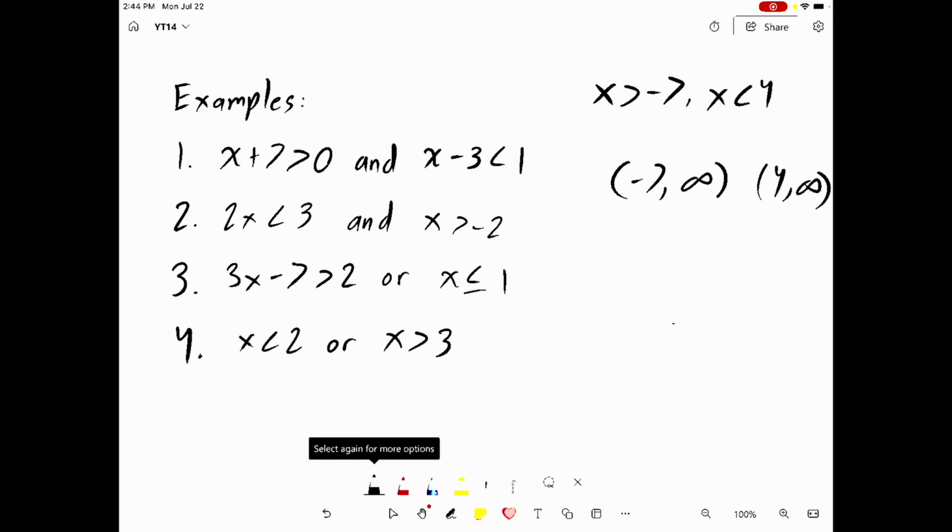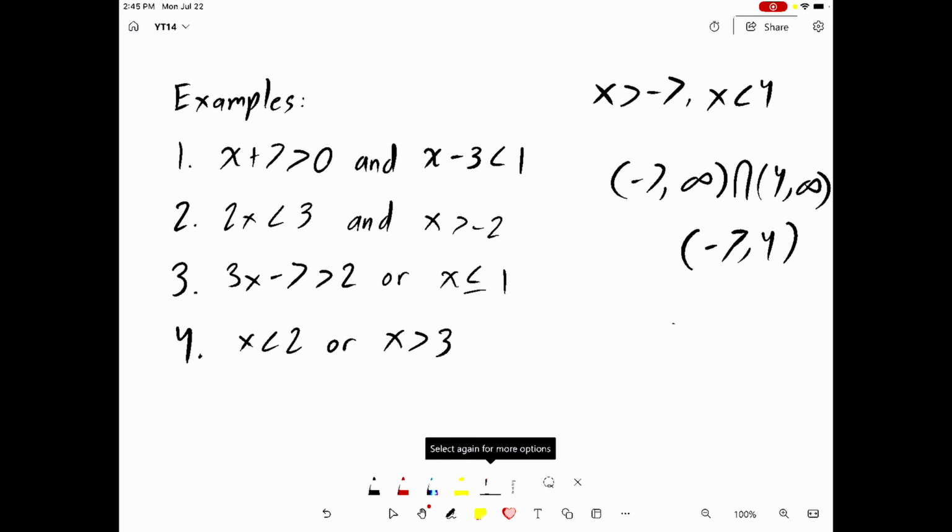And if we put the intersection symbol in between, it would have to satisfy both of these. And another way to write it is negative 7 to 4 because it's in between those two things. It can't be in just one of them, it has to be in between both of them. So those are 2 ways to write the solution for this inequality.